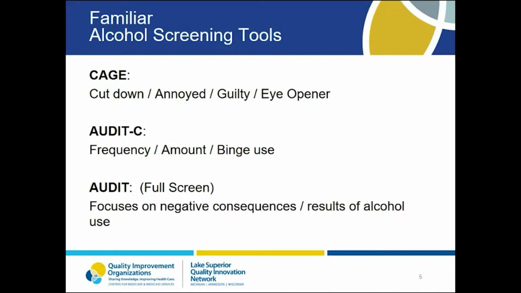Next are the AUDIT-C and AUDIT, which have also been around for a long time. The AUDIT-C was derived from the AUDIT to act as a brief screen which could provide information regarding a patient's frequency of use, amount of use, and binge use. These criteria were then used to determine whether the patient's drinking could be causing them harm. The AUDIT full screen uses DSM criteria and the consequences of a patient's alcohol use to assess the harm they may be experiencing.